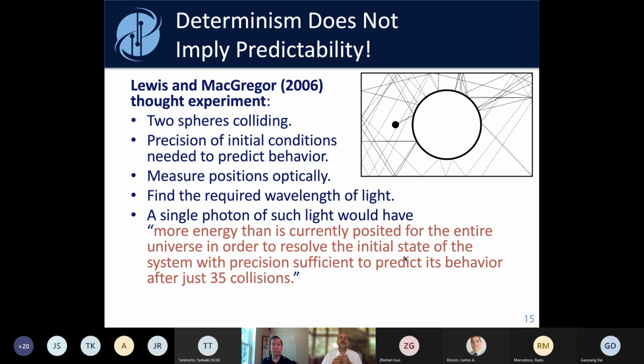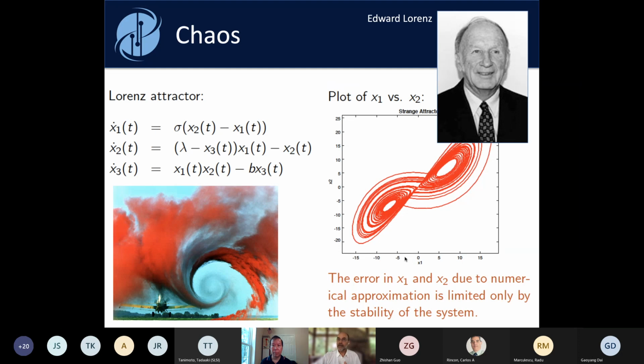Then they asked to what precision they need to know the initial conditions of the system in order to be able to predict the behavior after a certain number of collisions. They determined that to be able to predict behavior after just 35 collisions, if they were to measure the initial positions of these spheres optically, then they would need to use an optical technique of such a small wavelength that a single photon of such light would have more energy than is posited for the entire universe. One photon. That's the level of precision with which you would need to know the initial conditions in order to predict behavior after 35 collisions. This is an example of a very common class of systems that are referred to as chaotic systems.